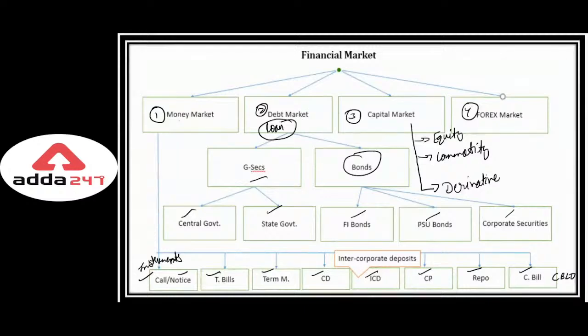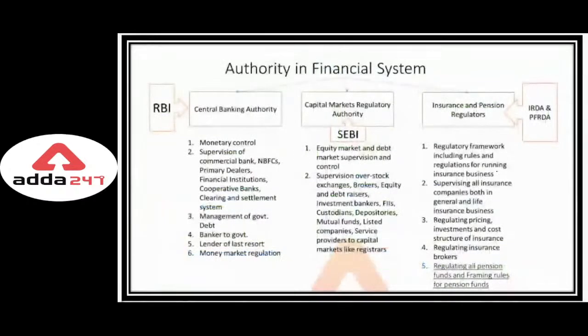Okay, so that is foreign exchange market. So these are the four types of financial market which we have to study. Now the authority in financial system. Who are the authorities in financial system? So first we have RBI. Now RBI is the central banking authority in our country. Second we have SEBI. SEBI is the capital market regulatory authority. Third we have IRDA and PFRDA, insurance and pension regulatory authority.